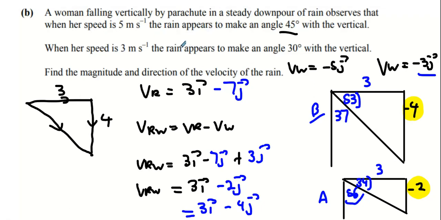The faster speed has a bigger angle to the vertical, while the slower speed has a smaller angle to the vertical. So we're expecting a scenario quite like this in our question.